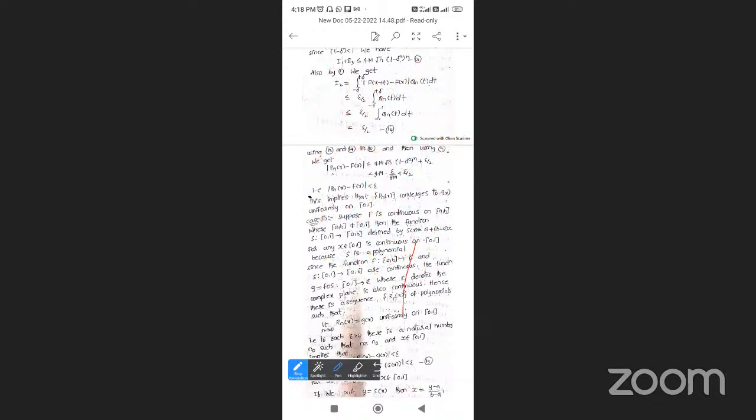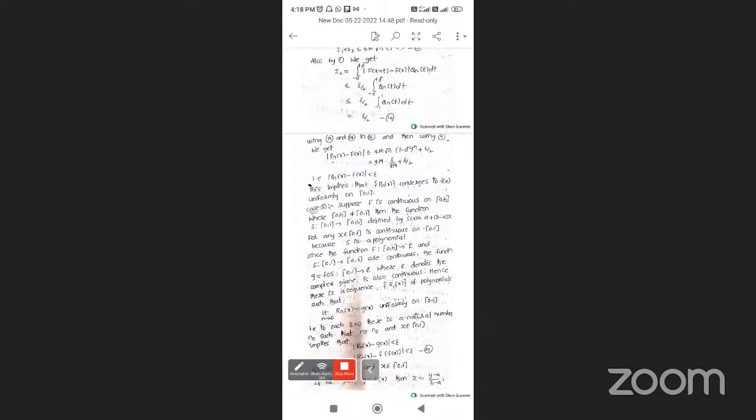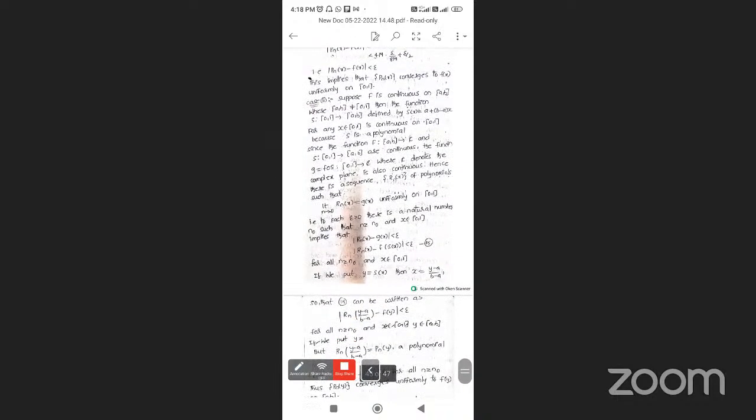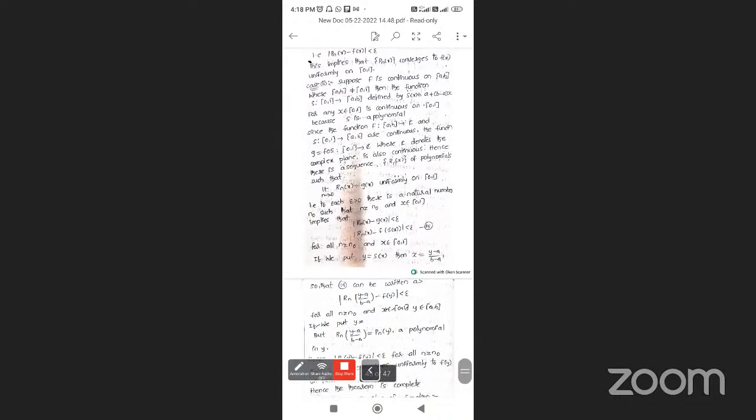Second case. So what is the second case? There are two cases in this theorem. This second case is, suppose capital F is continuous on a closed interval [a, b], where [a, b] is not equal to [0, 1].